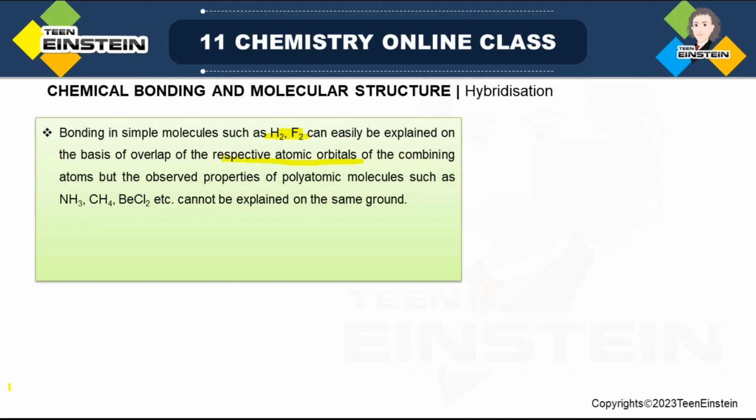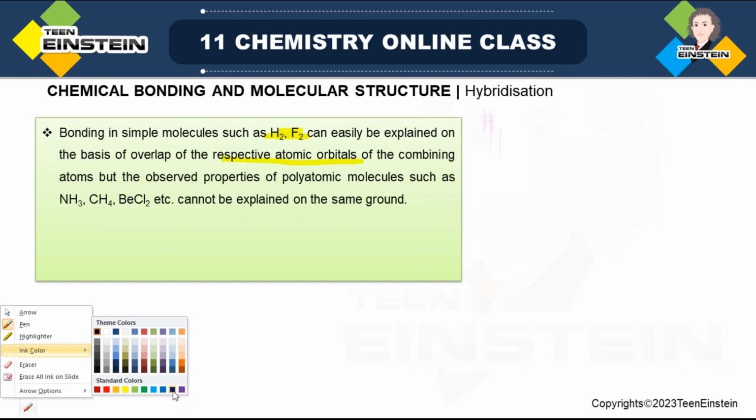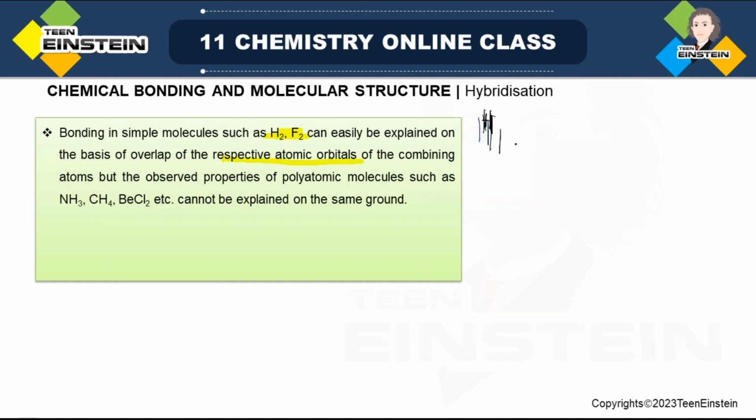So if it is the hydrogen molecule, for hydrogen there is one s orbital and another s orbital, so this will be the overlap. In this way you can understand how the orbital overlap is occurring, and there are two unpaired electrons which are paired up after bond formation. Okay, so these are very simple to explain.